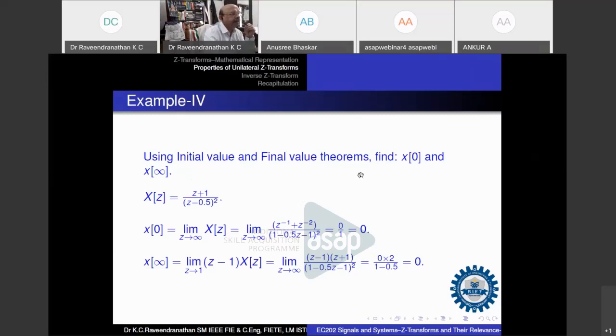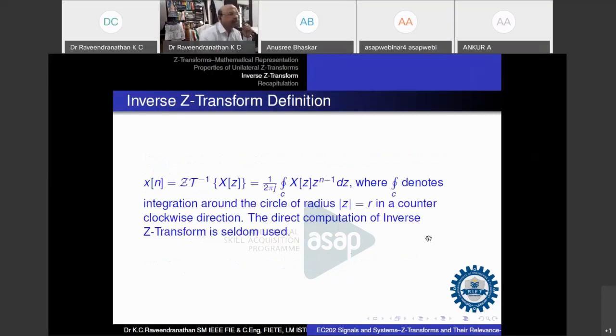Then initial value, final value theorems, we can calculate the values of a function, initial value as well as final value, by applying the equations we have seen earlier in the previous slide. Okay, now we will look into inverse Z transform. Inverse Z transform definition is x of n can be obtained by taking the inverse transform of x of z, which is equal to 1 by 2 pi j. This is the most common definition of inverse transform from the Z transform.